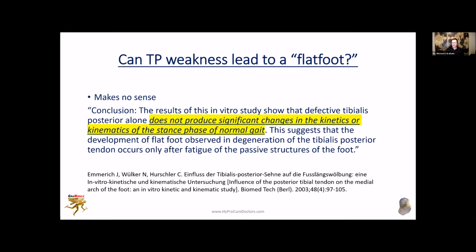Unfortunately, so many surgeons are out there saying that it's the posterior tib that failed and then the foot collapsed. Well, common sense argues with that anyway, but the literature proves that if you go in with a healthy foot structure and cut the tibialis posterior tendon, there's absolutely no change in the foot structure. So somebody has to already have a weakened foot structure in order for the strain to occur on the posterior tibial tendon.